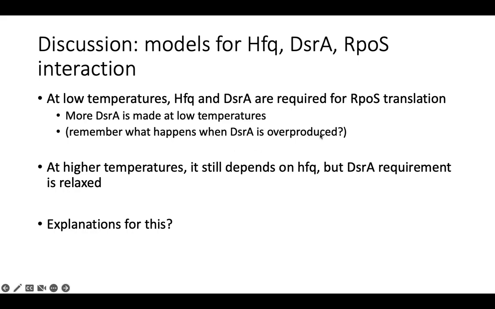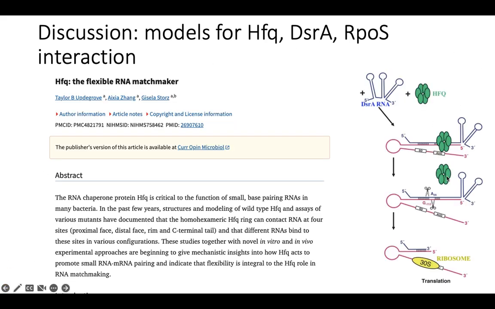capsule. That's pretty cool. Now, at higher temperatures, we still see dependence on the HFQ protein, but our requirement for DsrA is relaxed at high temperatures. So, what's going on? Is HFQ opening up the mRNA all on its own?